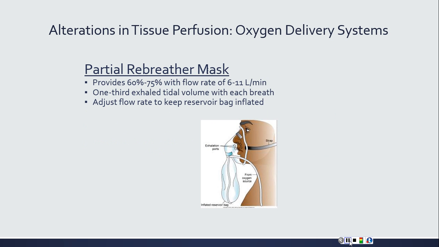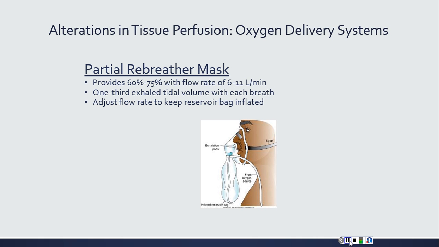Next, we've got a partial rebreather. This provides 60 to 75% at a flow rate of 6 to 11 liters per minute. Now, the key here: 1/3 of exhaled tidal volume with each breath. What that means is we're giving them extra oxygen every breath. Okay, extra oxygen. So every time they exhale, we're still pumping in more oxygen. Okay, we're bringing it back into them. We adjust the flow rate to keep the reservoir bag inflated. The key here is we're able to give them a higher oxygen concentration.